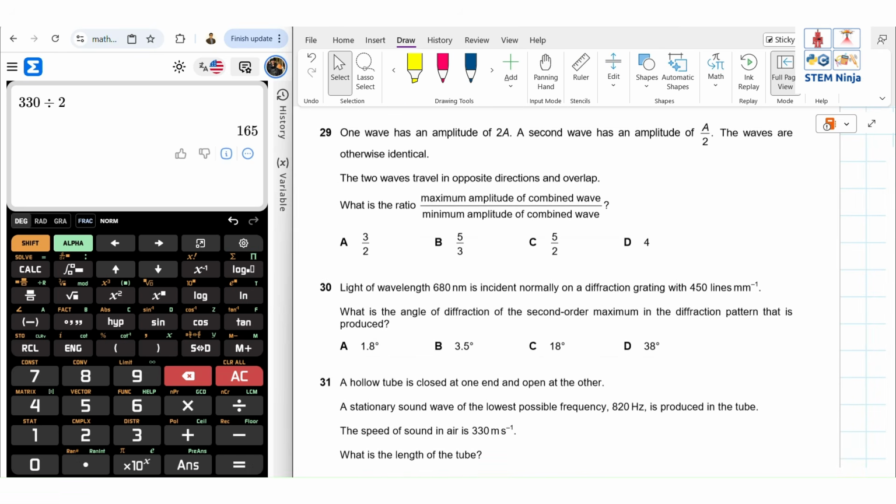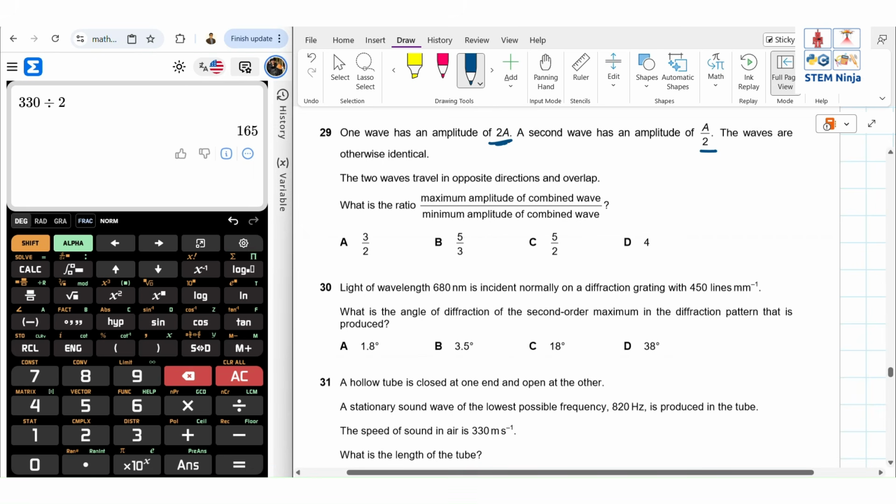Okay, one wave has an amplitude of 2A. The second wave has an amplitude of A by 2. The waves are otherwise identical. Two waves travel in opposite directions and overlap. What is the ratio of the maximum amplitude of the combined wave and the minimum amplitude of the combined wave?